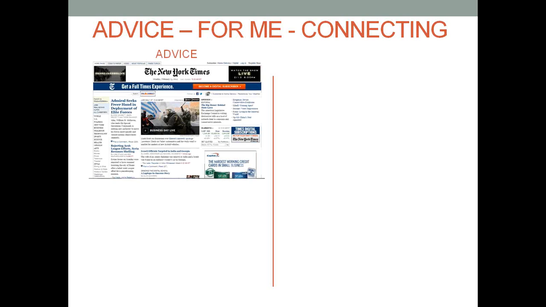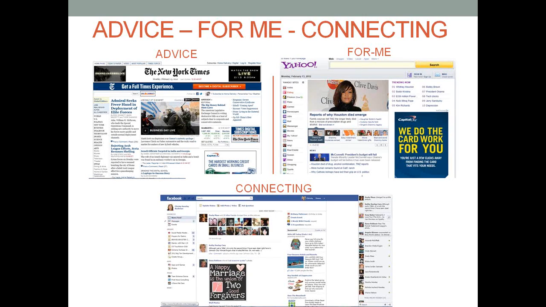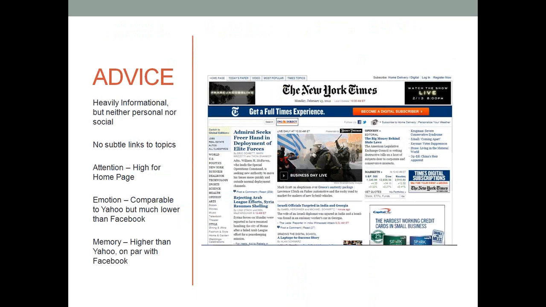First, the New York Times homepage resonated with messaging related to advice. The standard non-personalized Yahoo homepage resonated with messaging that the reader perceived was for me. And the user space page and newsfeed resonated with messaging that was connecting. Let's quickly walk through each one to see the differences.